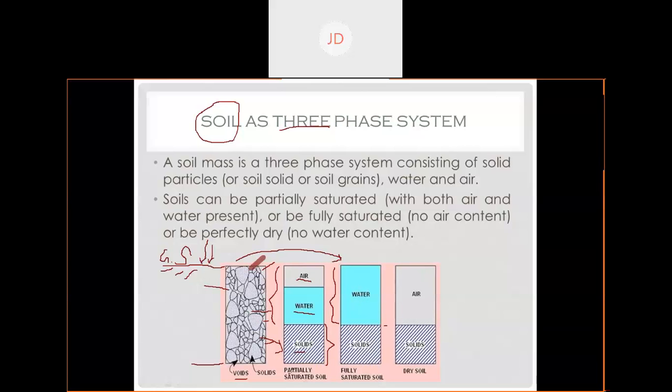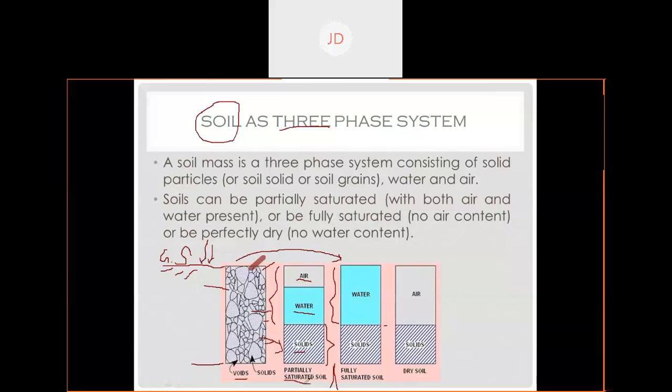Now, can you see the difference between partially saturated soil and fully saturated soil? It only represents what is present in the voids, whether the voids are filled with water or not. If the voids are fully filled with water, then it is known as fully saturated soil. If the voids are only partially filled with water, so some air may be present in the voids, then it is known as partially saturated. Saturation, this term, represents the presence of water in voids, in this particular engineering term.